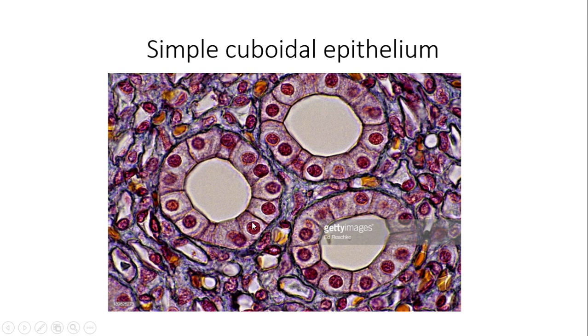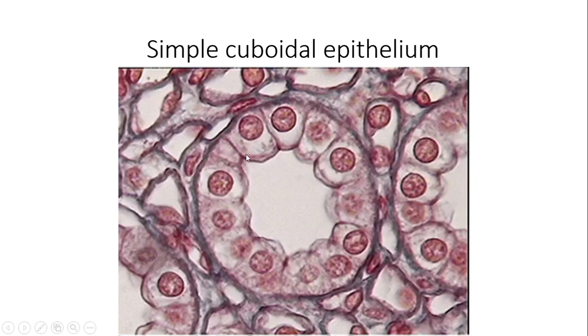So this is simple cuboidal, and simple cuboidal tends to be in a circular shape here. They tend to make these little circles, and here's another circle. I want to add another one right here. It's basically the same exact thing. Forms the little circles. You see the nice little cuboidal shapes and the nice circular nuclei.